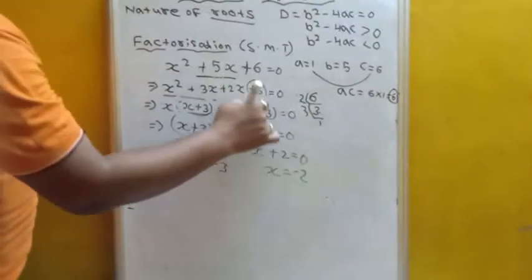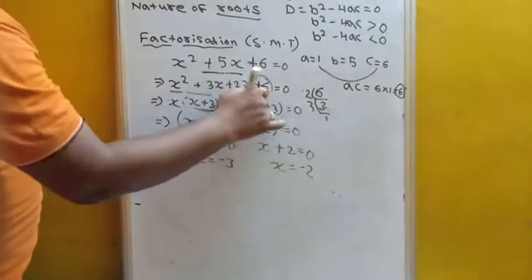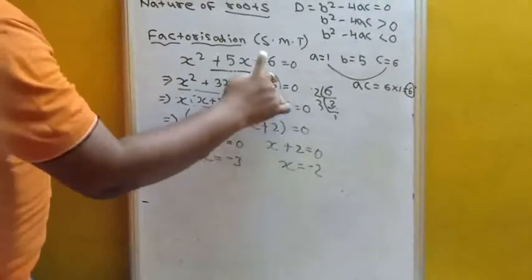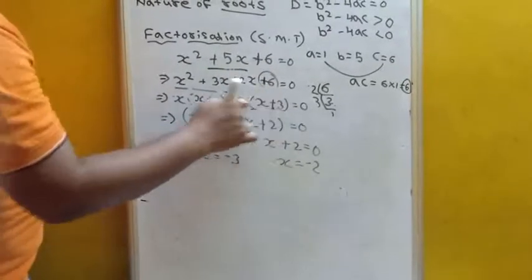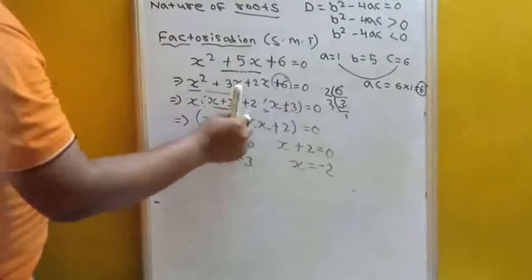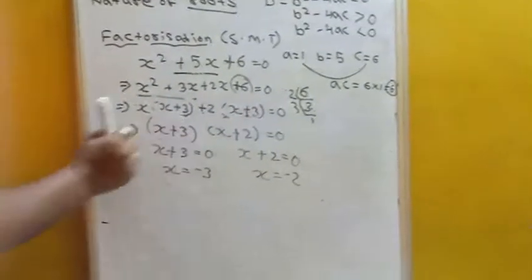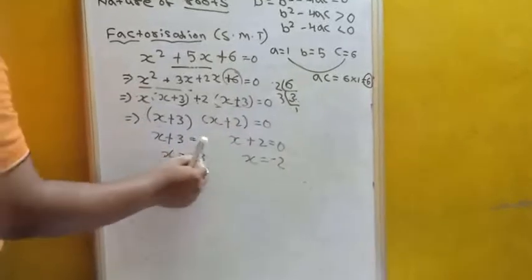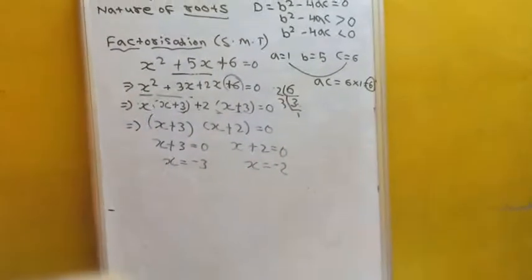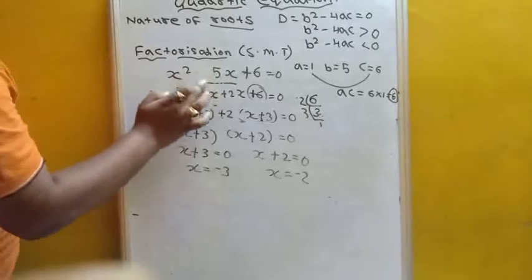What do you have to multiply this 3 by to get 6? 2. 2 3s are 6. Otherwise you divide: 6 divided by 3 equal to how much? 2. You just write this. Okay. So here x plus 3, here x plus 3, x plus 3 as the common, x plus 2. So x plus 3 equal to 0, x plus 2 equal to 0, x equal to minus 3, x equal to minus 2. If I just change here, I write here minus 5.